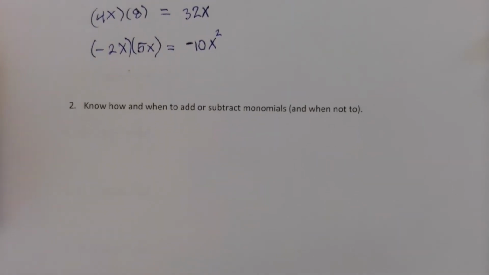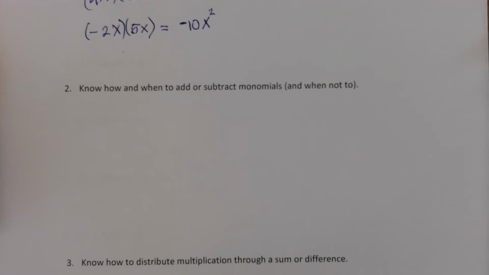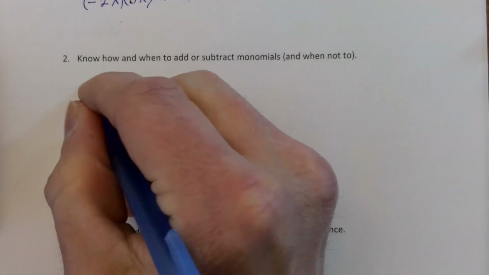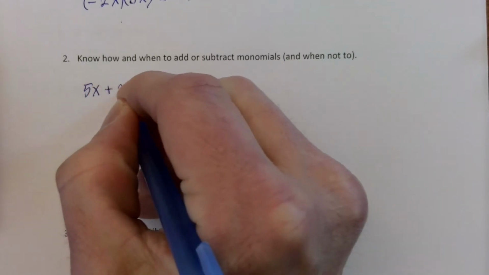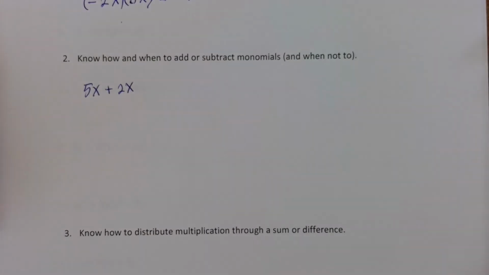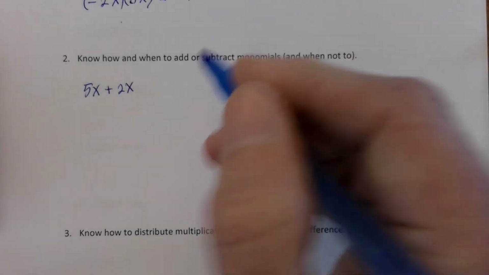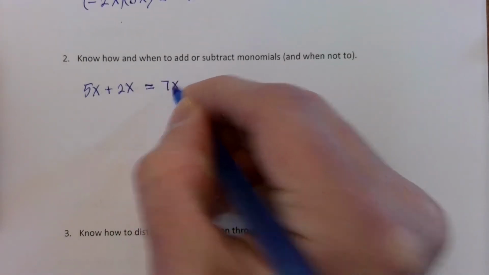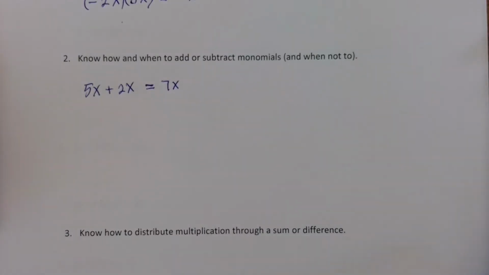Now, contrast that with adding and subtracting monomials. I think this is a little more complicated, but we'll start simple. Let's start with 5x plus 2x. It's a lot like adding 5 and 2 apples. You get 7 of whatever you had in the first place. X terms, I'll call them x terms.